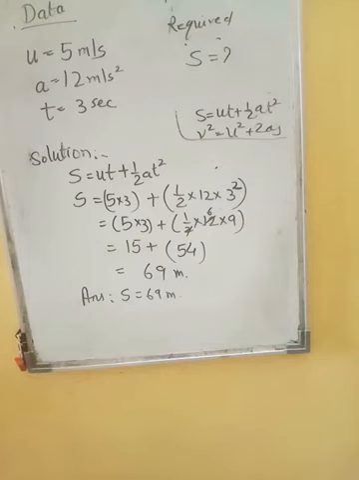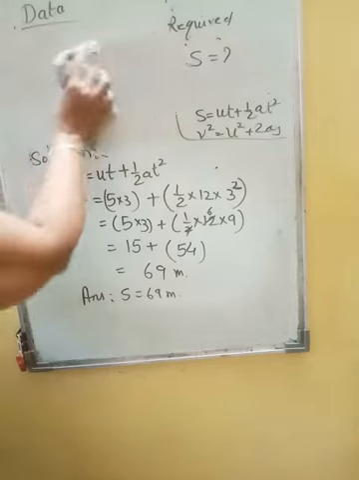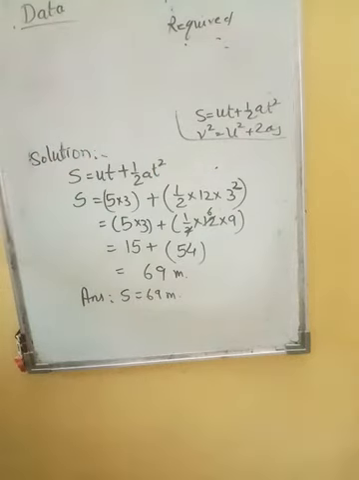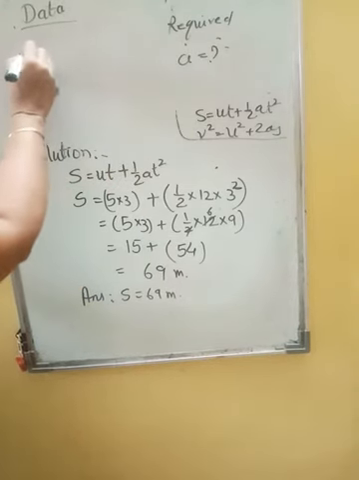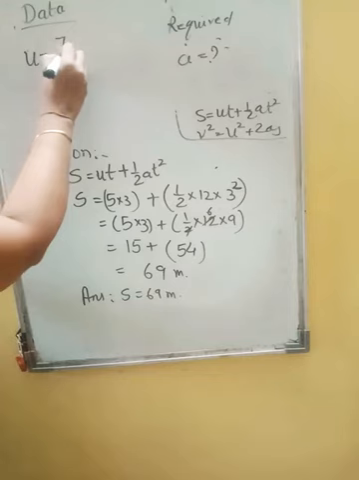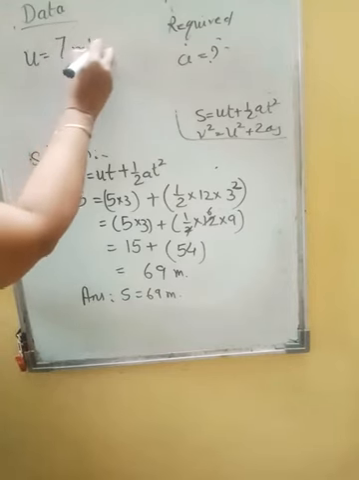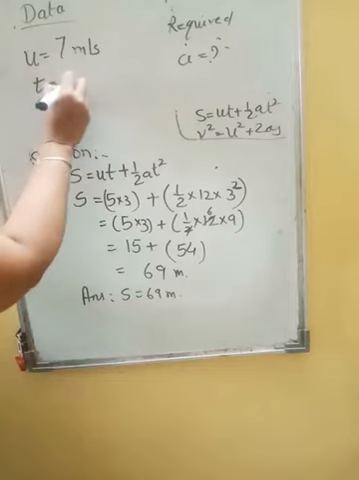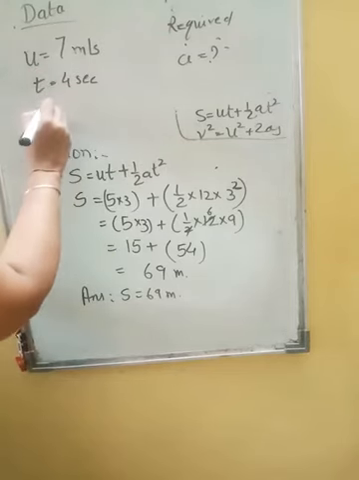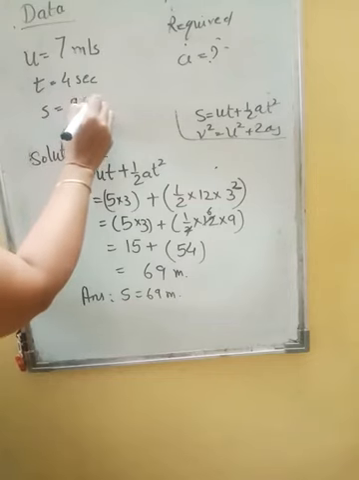Now we'll go towards the next sum. In the next sum, you are given U, T and S. They are not given A. So A is question mark. Here you have U is equal to 7 meter per second. Then T is equal to 4 seconds. And S is equal to 92 meters.